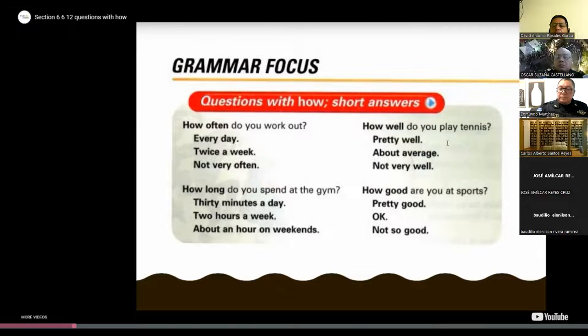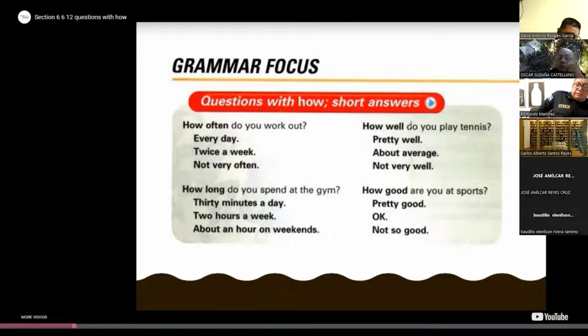And that's okay. How well? ¿Cuán bien juegas algo? How good are you? ¿Qué tan bueno eres? Okay. There's a little difference. Hay una pequeña diferencia. Okay. How well do you play the guitar? ¿Qué tan bien? Okay. How good are you with the guitar? It's the same thing. Es lo mismo. I'm asking the same thing.